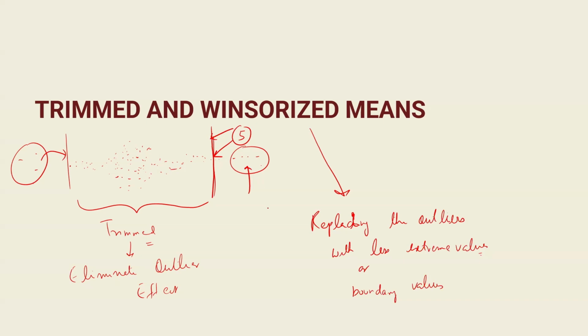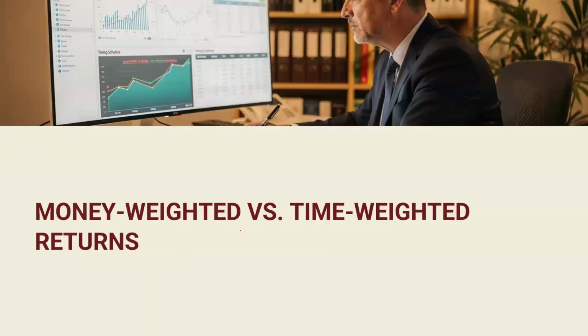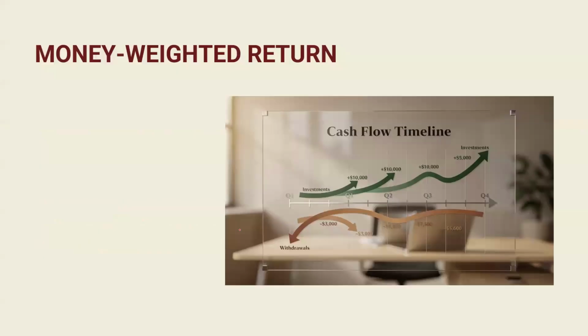Okay. Now let us come to the very important part of money weighted versus time weighted rate of return. Let's start with the money weighted return. In money weighted and time weighted, we are seeing what the impact of individual cash flows is on the performance measurement. So we are analyzing and comparing them. Now, in case of money weighted return, it actually applies the concept of internal rate of return.